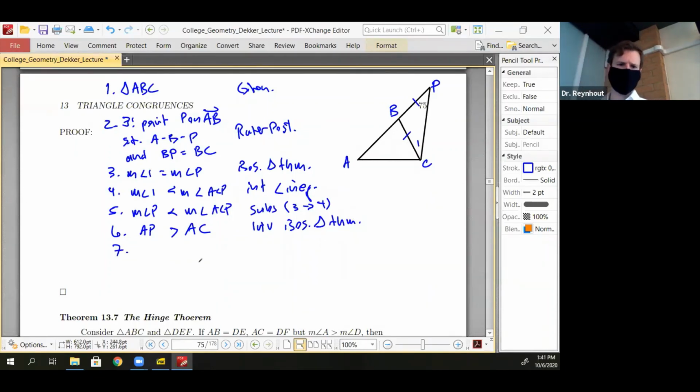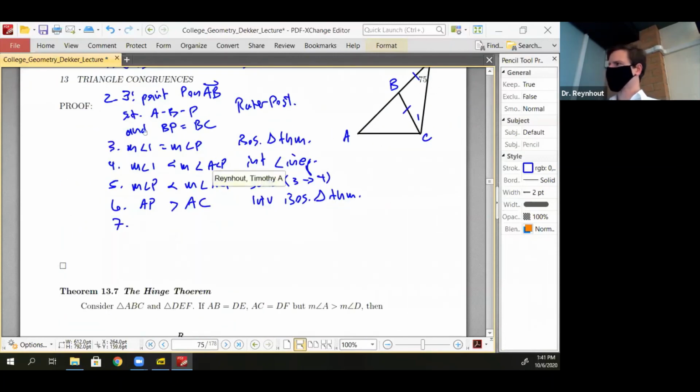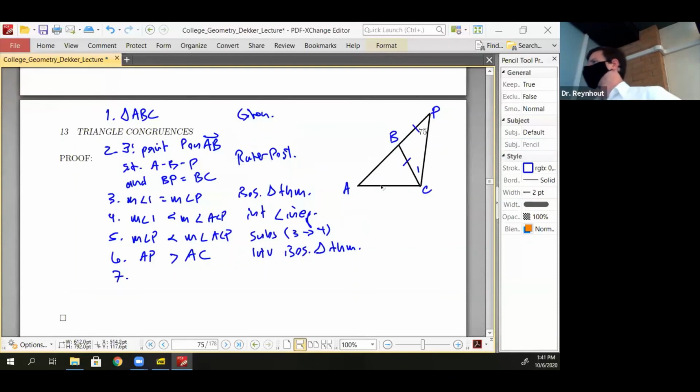So let's see here. We want to end up with an additional inequality. Right, because that's what we're trying to end up with, this inequality here. But we have that A to P is larger than A to C, but BP is the same as BC. So we want to replace AP with AB plus BC, but we need to be able to make that substitution. So once we have that, we can use AP is equal to AB plus BP because of the segment addition theorem.